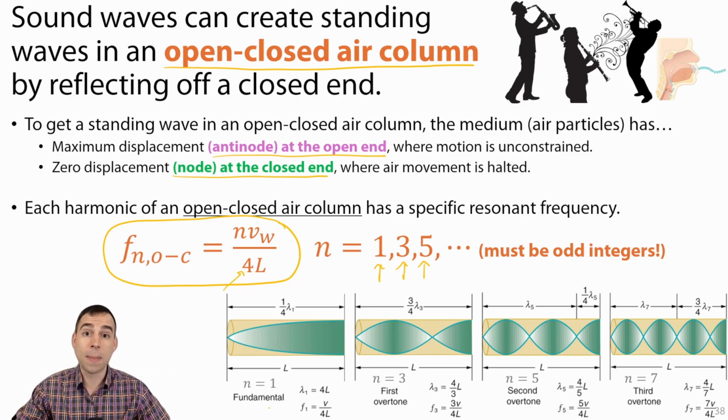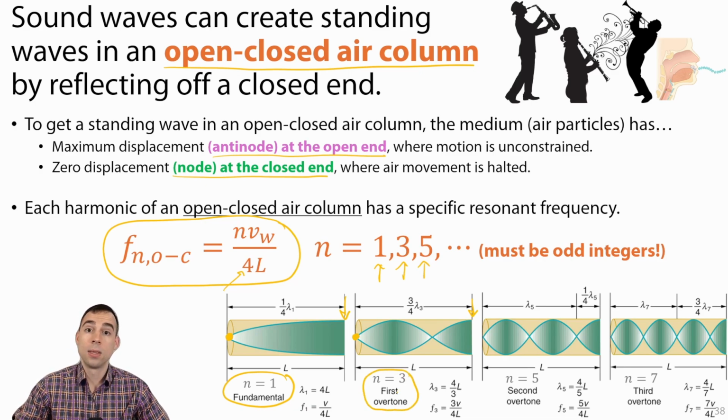So, for the fundamental frequency, we would still have n equals 1, and we would have a node at the closed end and an antinode at the open end. But the next harmonic that this air column can possibly accommodate, the next pattern that would fit in this air column with an antinode at the open end and a node at the closed end, would be the n equals 3 harmonic. This would be known as the third harmonic of the open-closed air column, but the first overtone. It's the first harmonic that is present beyond the fundamental, and it has a shape like what you see here.